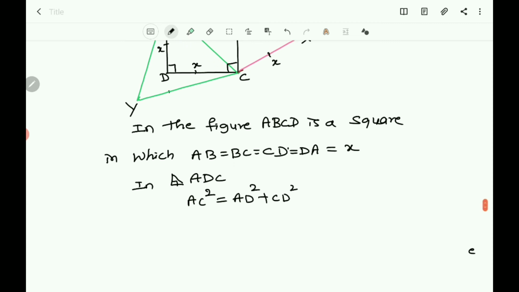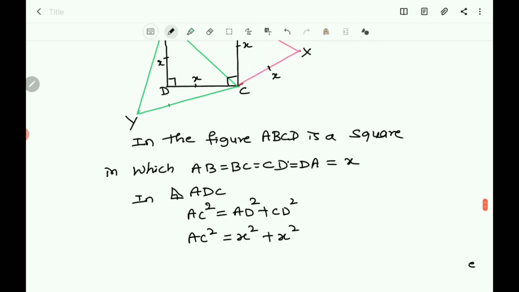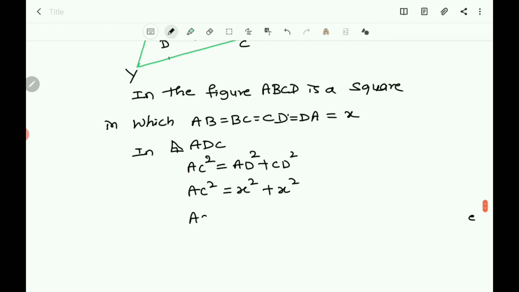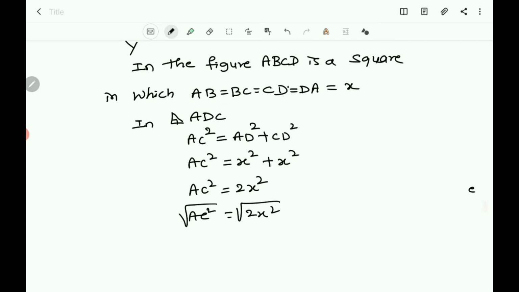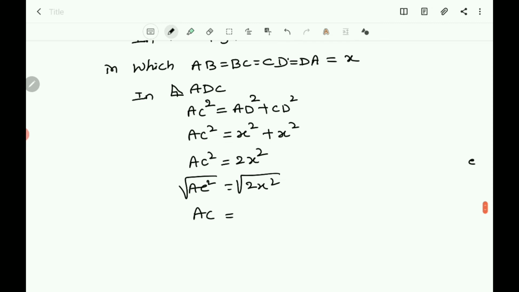That is, AC square is equal to AD square, which is x square, plus CD square, which is also x square. So AC square is equal to 2x square, and if you take square root on both sides, you will get AC is equal to root 2 x. AC is equal to root 2 x. Consider this as first.